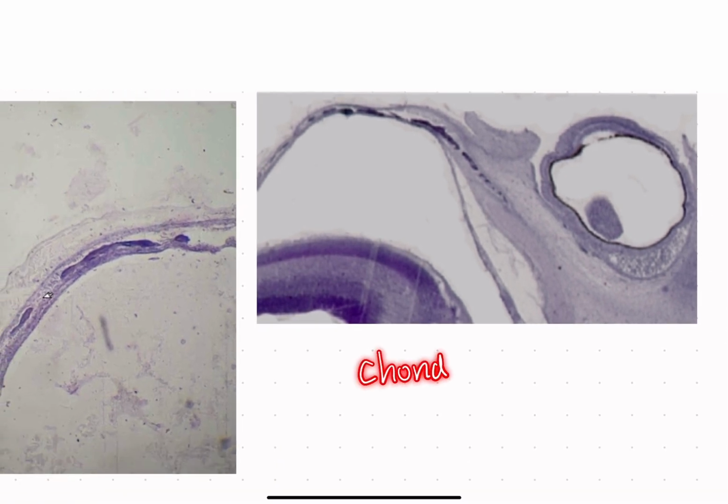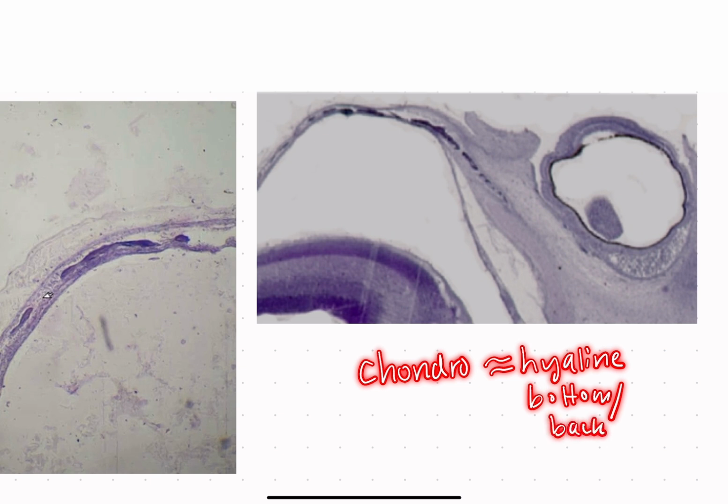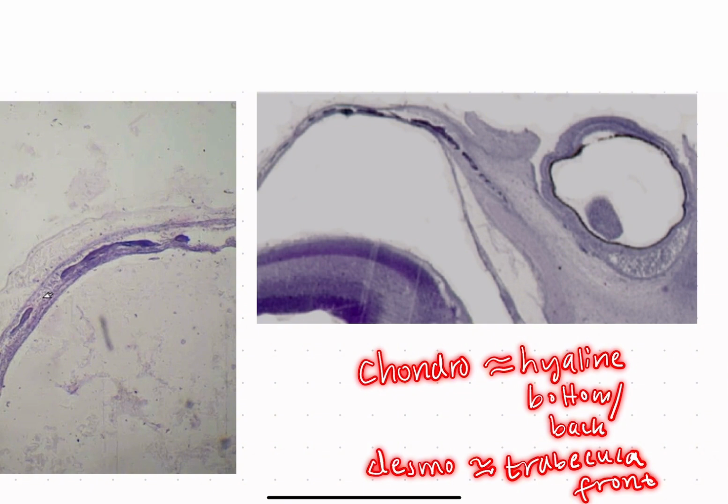We have the chondrocranium, which looks more like the hyaline cartilage, and it's towards the bottom slash back of the skull. And then we have the desmocranium, which looks almost like a bone trabecula, very dark and very segmented, I would say, and it's towards the front of the skull.